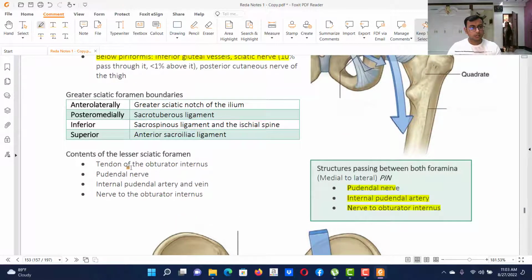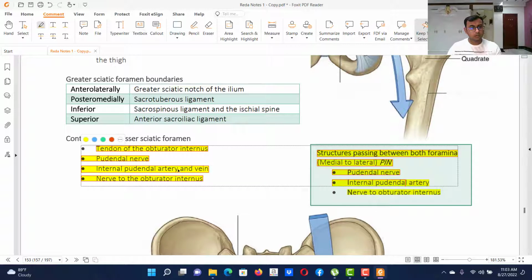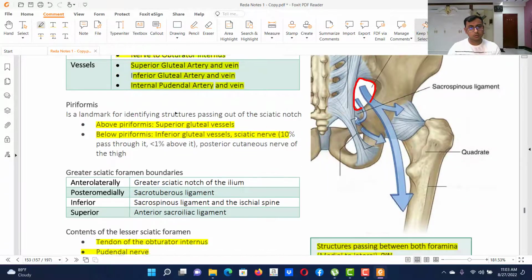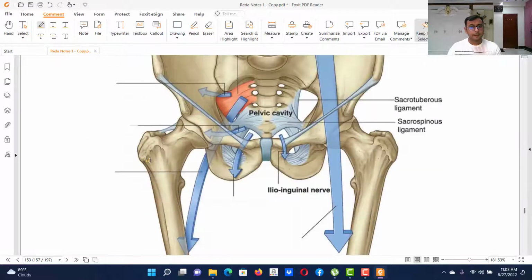And the contents of the lesser sciatic foramen are the tendon of obturator internus, pudendal nerve, internal pudendal artery and vein, and nerve to obturator internus. Okay, these four structures. Because the pudendal nerve is present here, it is also present in here. So that's why these three things go in both foramina.